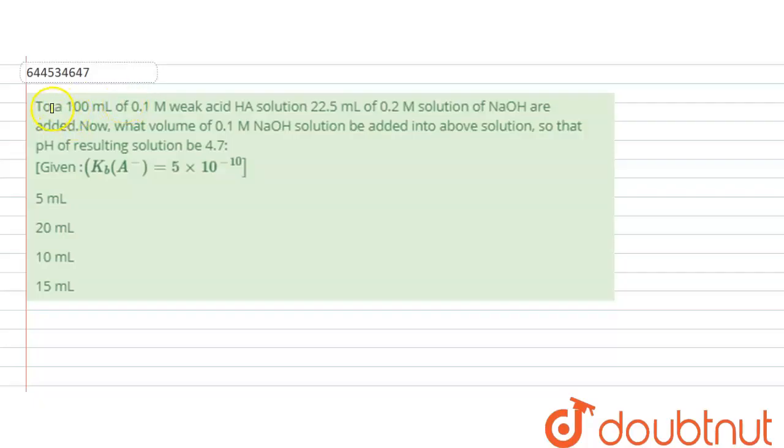Hello everyone. So let's see this question. In this question it is given that to 100 ml of 0.1 molar weak acid HA solution, 22.5 ml of 0.2 molar solution of NaOH are added. Now what volume of 0.1 molar NaOH solution should be added into the above solution so that the pH of the resulting solution will be 4.7. The Kb value is given as 5 into 10 to the power minus 10, right?